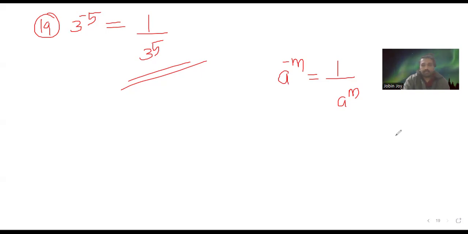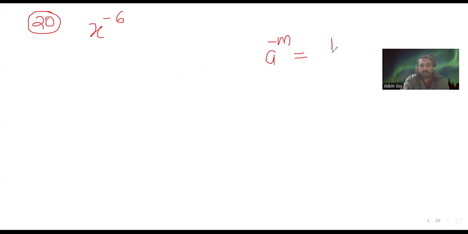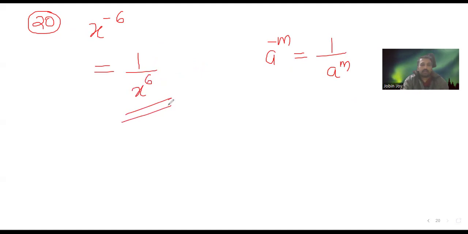Next question, question number 20. What is x raised to minus 6? Again, we know that a raised to minus m is equal to 1 by a raised to m. So this will be equal to 1 by x raised to 6. So the answer is 1 by x raised to 6.